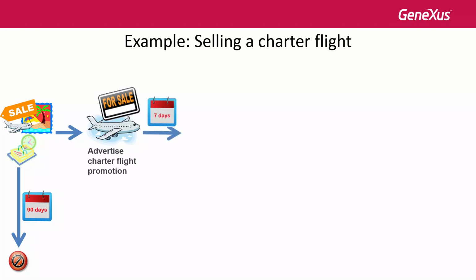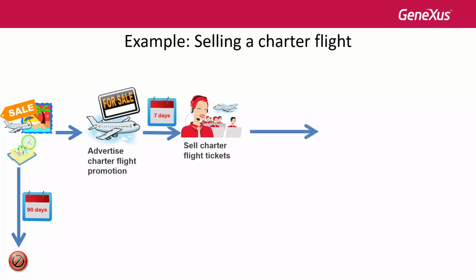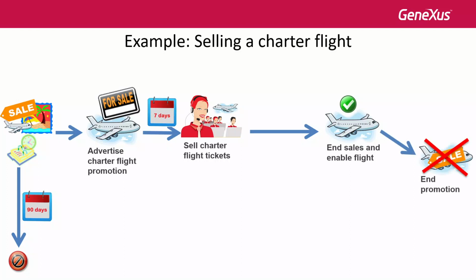1 week after launching the promotion, tickets are made available for sale. When all the tickets have been sold, the flight is enabled, which implies that this flight will actually operate, and the promotion is removed from the various media where it was published. As the flight tickets are sold, certain actions are taken as time goes by.